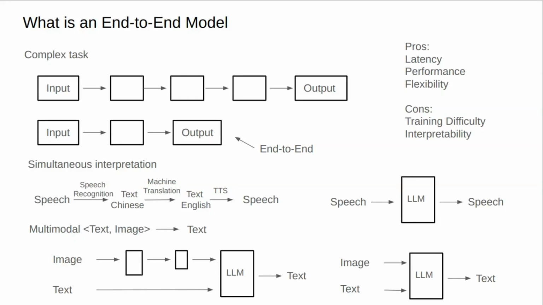For end-to-end models, many aspects are essentially a black box to us, so their interpretability is relatively poor. I'll use a video to explain this clearly.